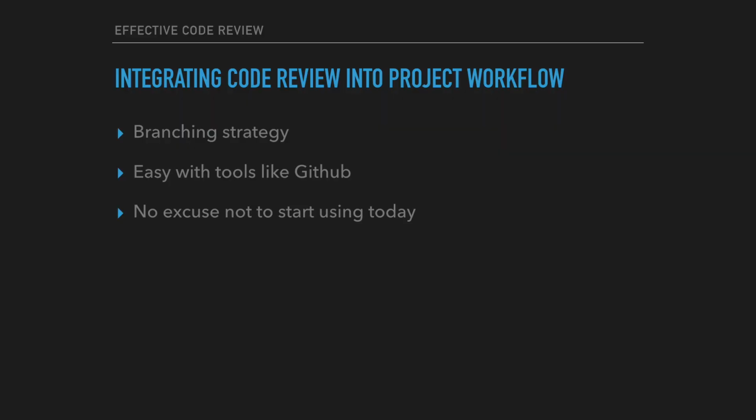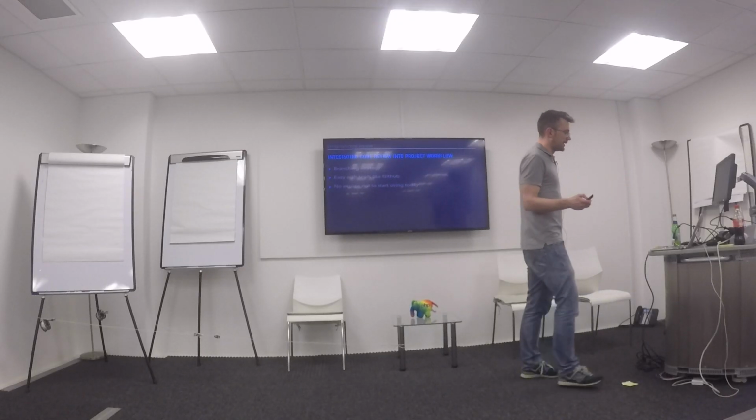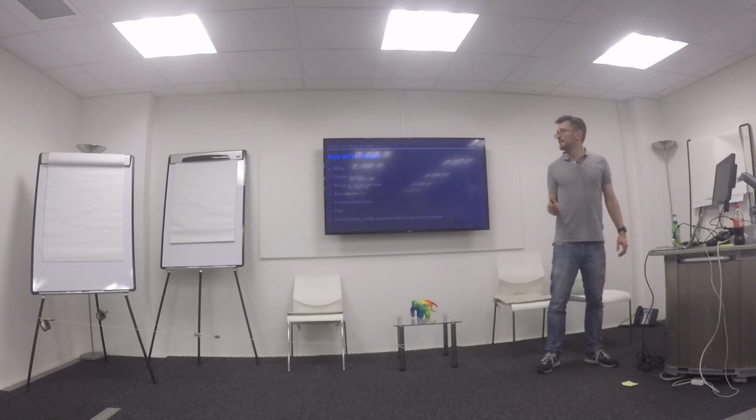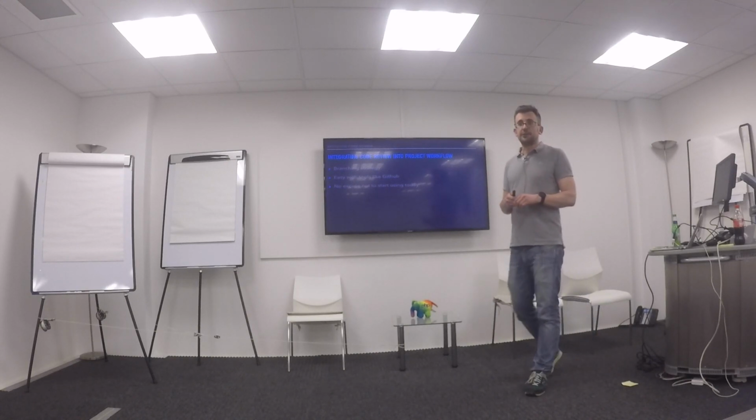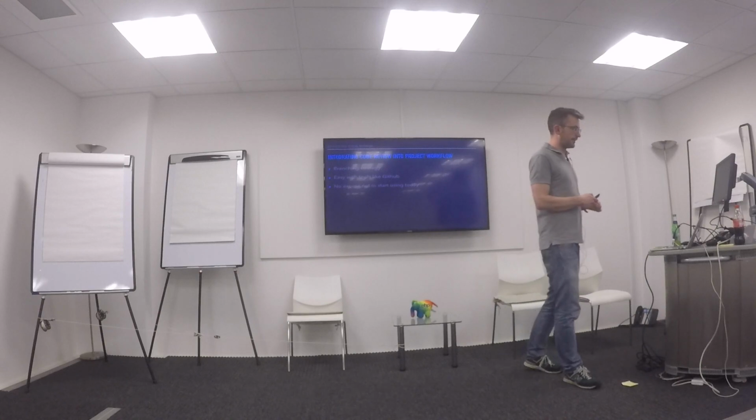So we've seen that to integrate code review into project workflow, you need some kind of branching strategy, and we've looked at a really simple one here. It's really easy to do. You can set that kind of thing up in GitHub in no time at all. So in some respects, there's no real excuse for not starting. Whatever tool you've got for managing your code, there probably is some kind of review feature. Bitbucket is very similar to this, and no doubt there are others as well.